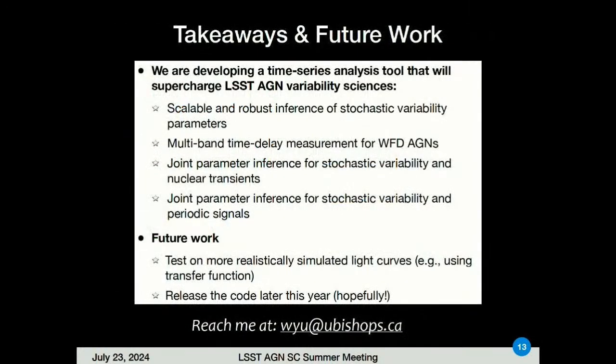Here's my last slide, some takeaways. We're really working hard on this tool that can do scalable, robust inference of stochastic variability parameters, multi-band time delay, joint inference of stochastic variability, transient variability, and periodic signatures. So some future work: we'd like to try some more realistic simulated light curves, for example lag. We want to use transfer functions based on physical models, not just a Gaussian lag transfer function.